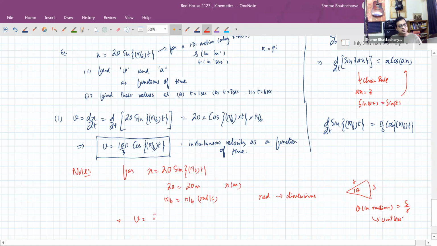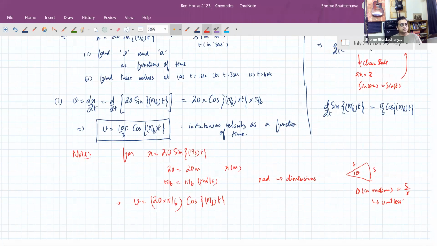So now when we write v as 20 into pi by 6 cos pi by 6 t, this quantity is in meters, this is in radians per second. So the whole thing becomes meters per second.